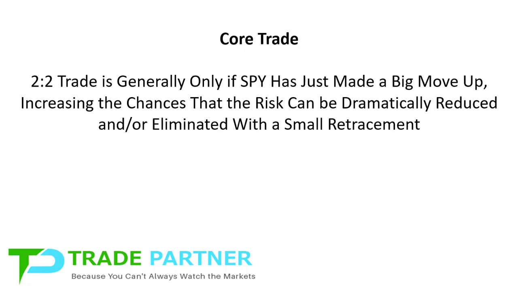Now, generally, why would I want to put on a 2-2 trade? Well, if the market has just made a big move up, then basically what I'm doing is I'm creating a little bit more bearish leaning trade. And by doing that, again, the chances of being able to dramatically reduce the risk increase when the market moves down, because once it moves down, I don't have to cover 3 longs. I only have 2 longs. And so if I get rid of one of the shorts, I now have a 1-2 trade.